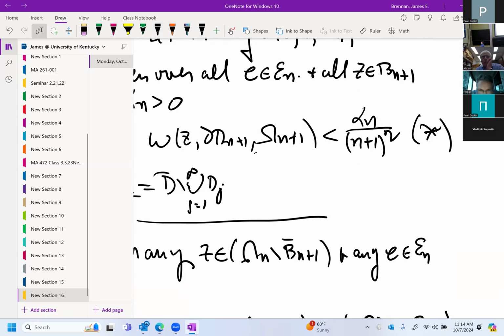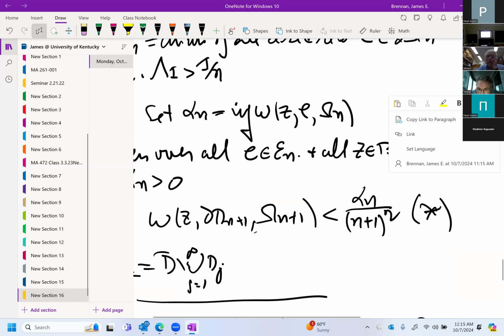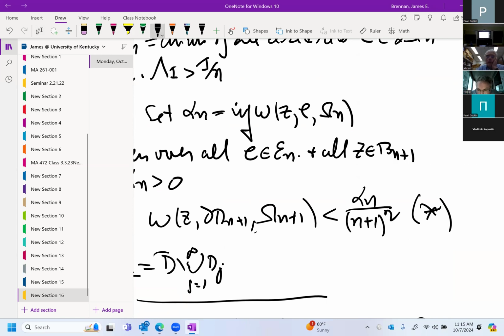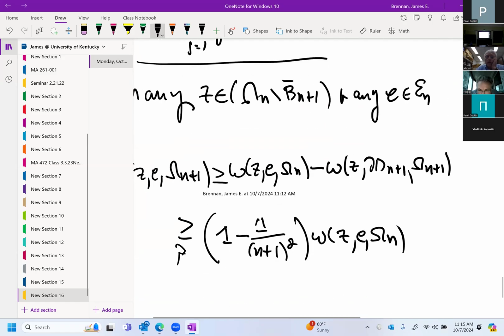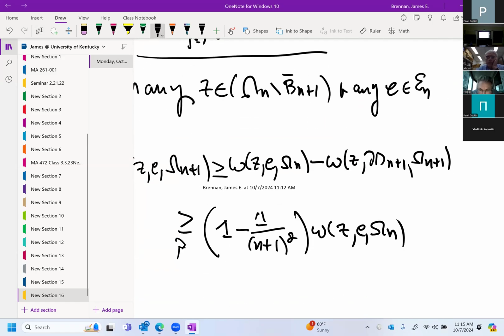Here is the inf of the harmonic measure on omega n, all right? The 1 plus n squared. So that's where this comes in. This is 1 over n squared minus this thing. Okay, so this is very important.